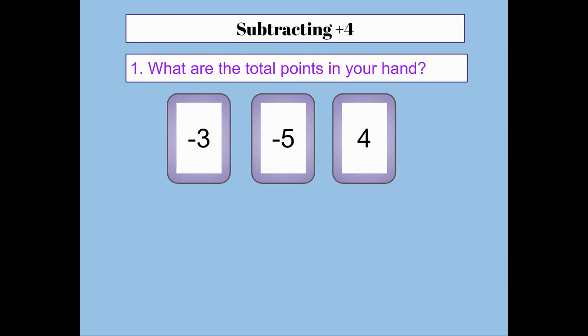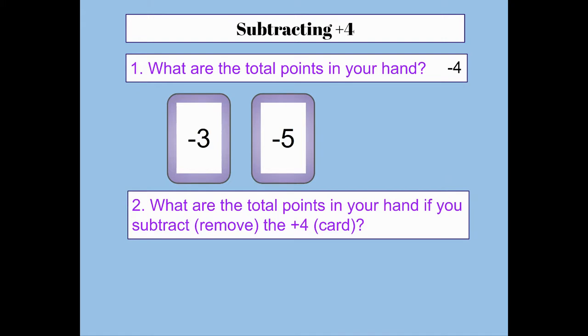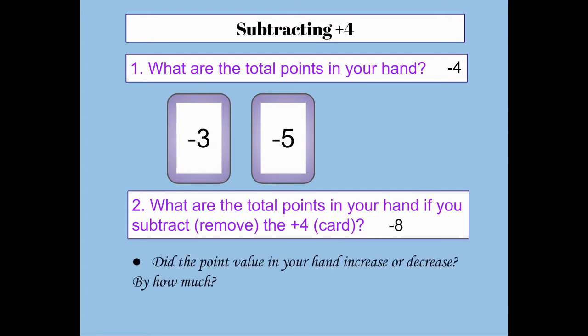What is the total point value in your hand? In this case, it's negative 4. What are the total points in my hand after I subtract or remove positive 4? My total points are negative 8. I removed positive 4. Did the point value in my hand increase or decrease, and by how much?